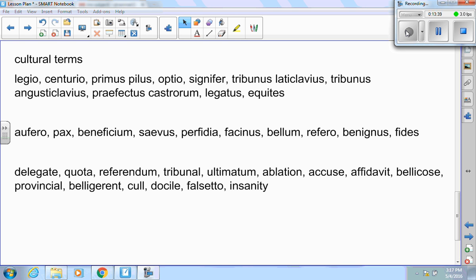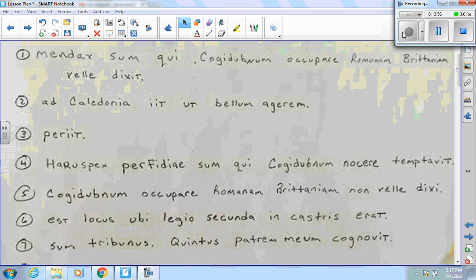Cull is to pick out from others. So if you cull your fish, you pick out the ones you want to keep. Docile is easily managed or taught. Falsetto is an artificially high voice, artificial, deceptive. Insanity is craziness. So like you guys.